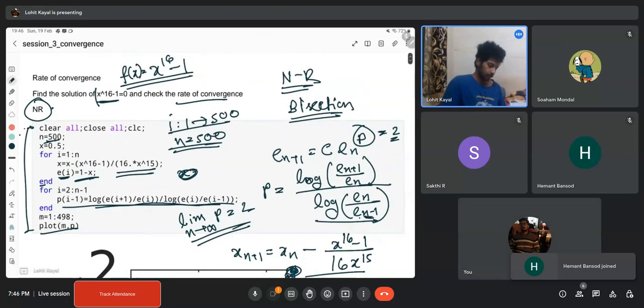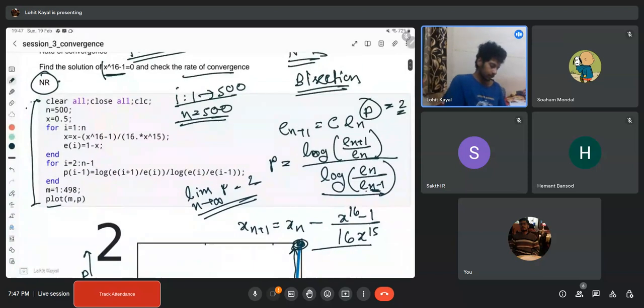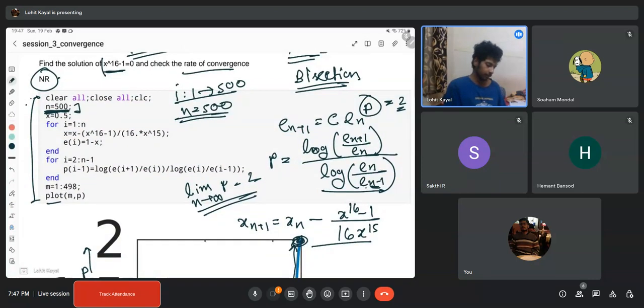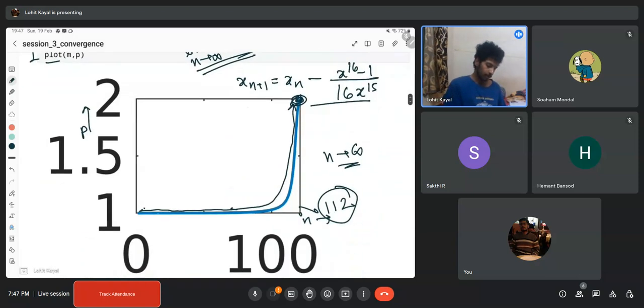Please try this method, and please modify the code accordingly for the second method. I haven't done the second method here, but the idea is exactly the same. You just need to have some large number of iterations, this is the iteration count, and you just run it inside the loop. Then after that you will find that you are getting this kind of plot.